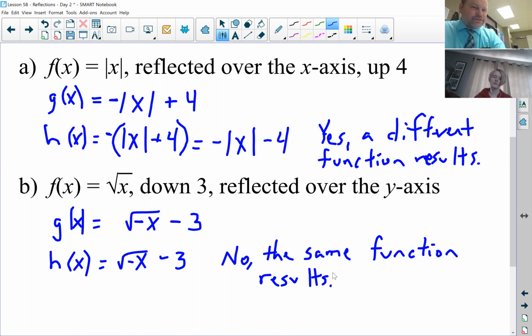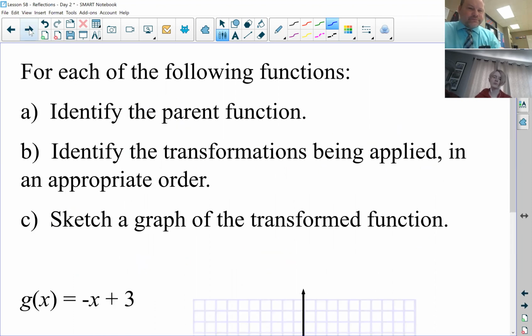For the second part of your assignment, it will be, I think, similar to what we did last week. Identify the parent function, identify the transformations being applied in an appropriate order. That order can vary. And then sketch the graph. And there's only going to be one possible answer when we sketch the graph. All right.